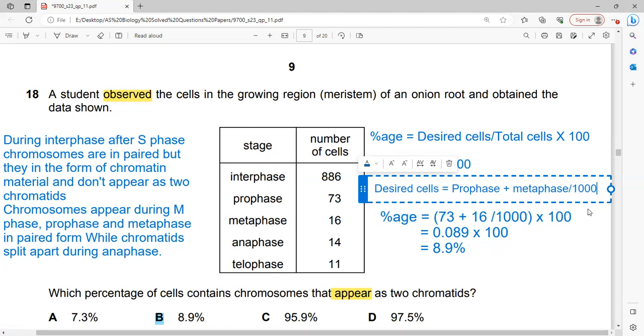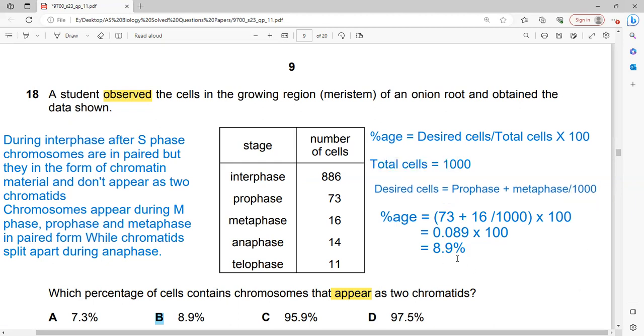So the formula gives us the percentage: 73 plus 16 divided by 1,000, multiplied by 100. This gives us the value 0.089, and multiplying by 100 gives us 8.9%. So B is our correct option here.